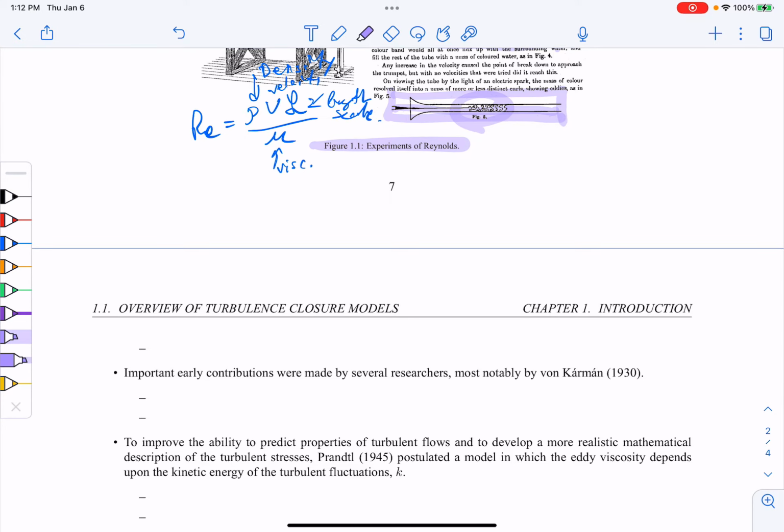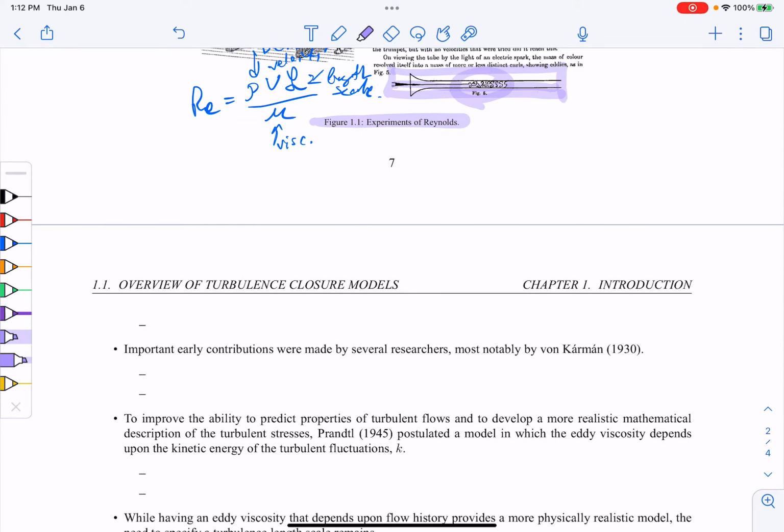And my notes are a little bit offset from yours because I had a lot of trouble with LaTeX. So I'm sorry about that.